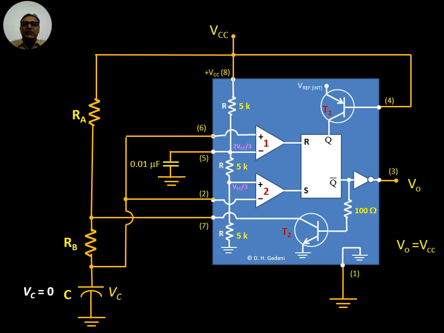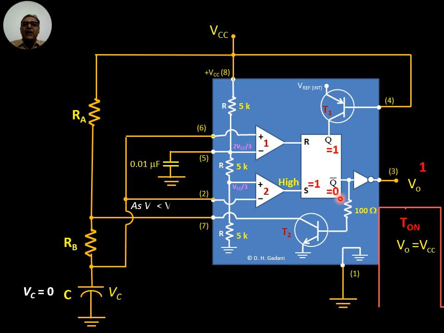Initially, when we switch on the supply, let us consider that the voltage across capacitor is Vc equal to 0 volt. Now as Vc is less than Vcc by 3, the comparator 2 output becomes high. Due to this, S becomes 1, and hence Q becomes 1 and Q bar becomes 0. Due to this, in the presence of NOT gate, the output becomes high.